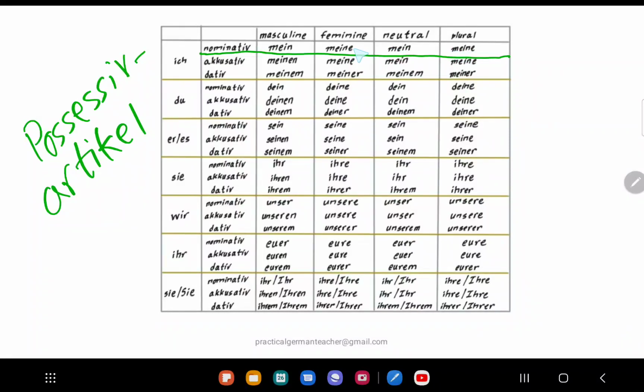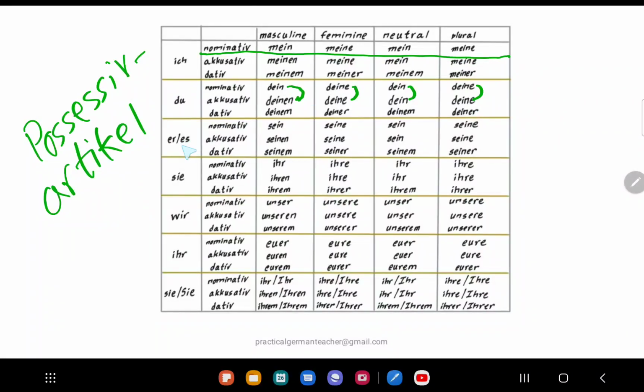Okay, now when you go from nominative to accusative, as I told you, feminine, neutrum and plural don't change, so they still remain the same. Check. Only masculine starts sounding like n, so mein becomes meinen, right? Let's look at du. So dein for neutrum and masculine, deine for plural and feminine. When you go to accusative, they remain the same. Only dein becomes deinen, right?